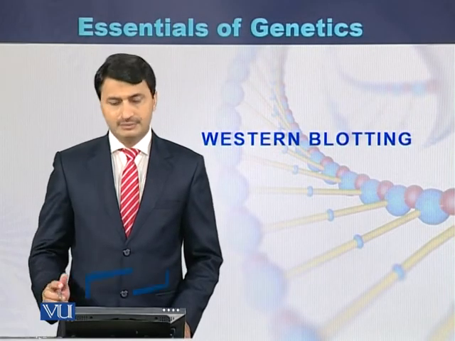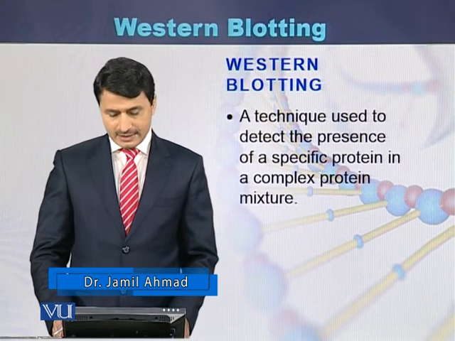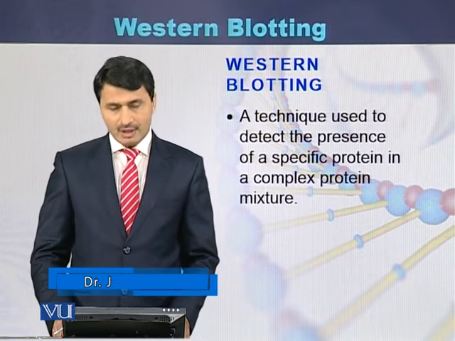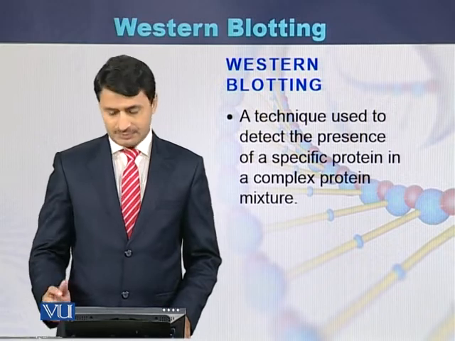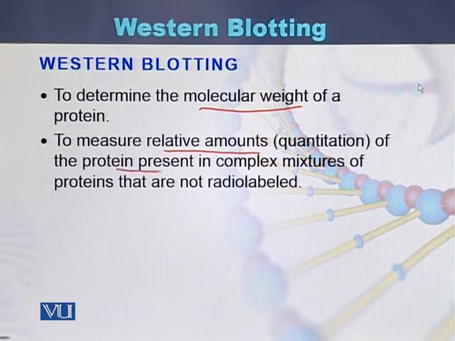Western blotting. Western blotting is a technique used to detect the presence of proteins or a specific protein in a mixture of proteins. Western blotting is used to determine the molecular weight of a protein. It is used to measure a relative amount of protein present in a complex mixture of proteins.